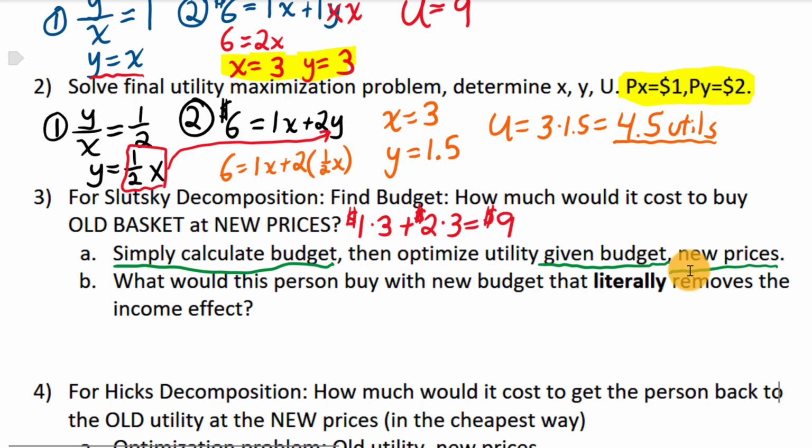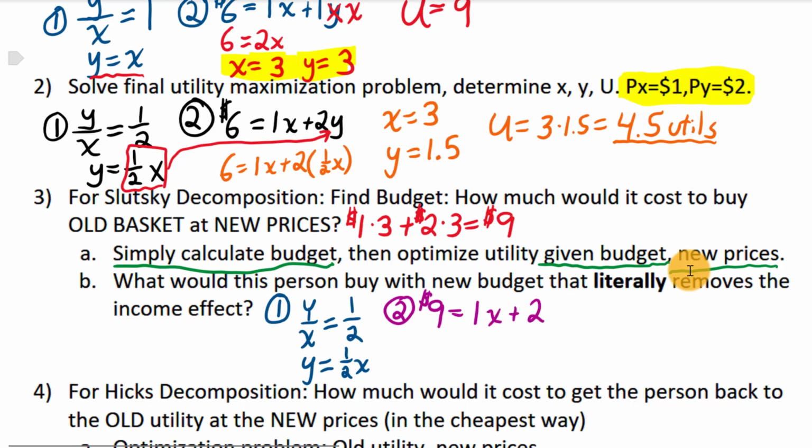So we set up our problem and we say, okay, well, our first equation is going to be marginal rate of substitution, y over x equals, we're using the new prices, so 1/2. And of course we solve that and we get the same thing we did before, y equals 1/2 x. And then we need to plug that into this new budget equation with the higher budget. We have $9 now. We can spend that $1 for each x plus $2 for each y. And so we plug that in here for y, and we get $9 equals x plus 2 times 1/2 x.